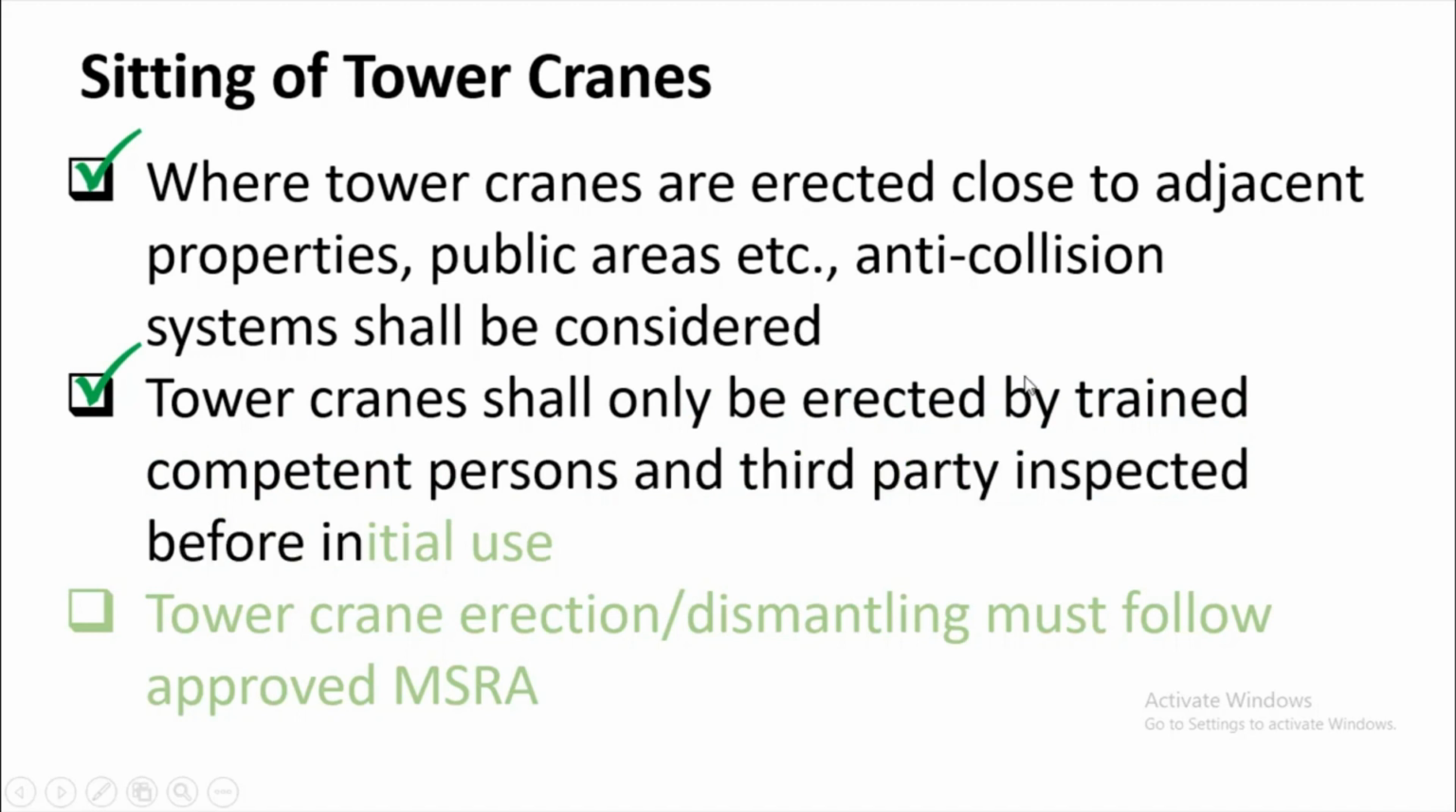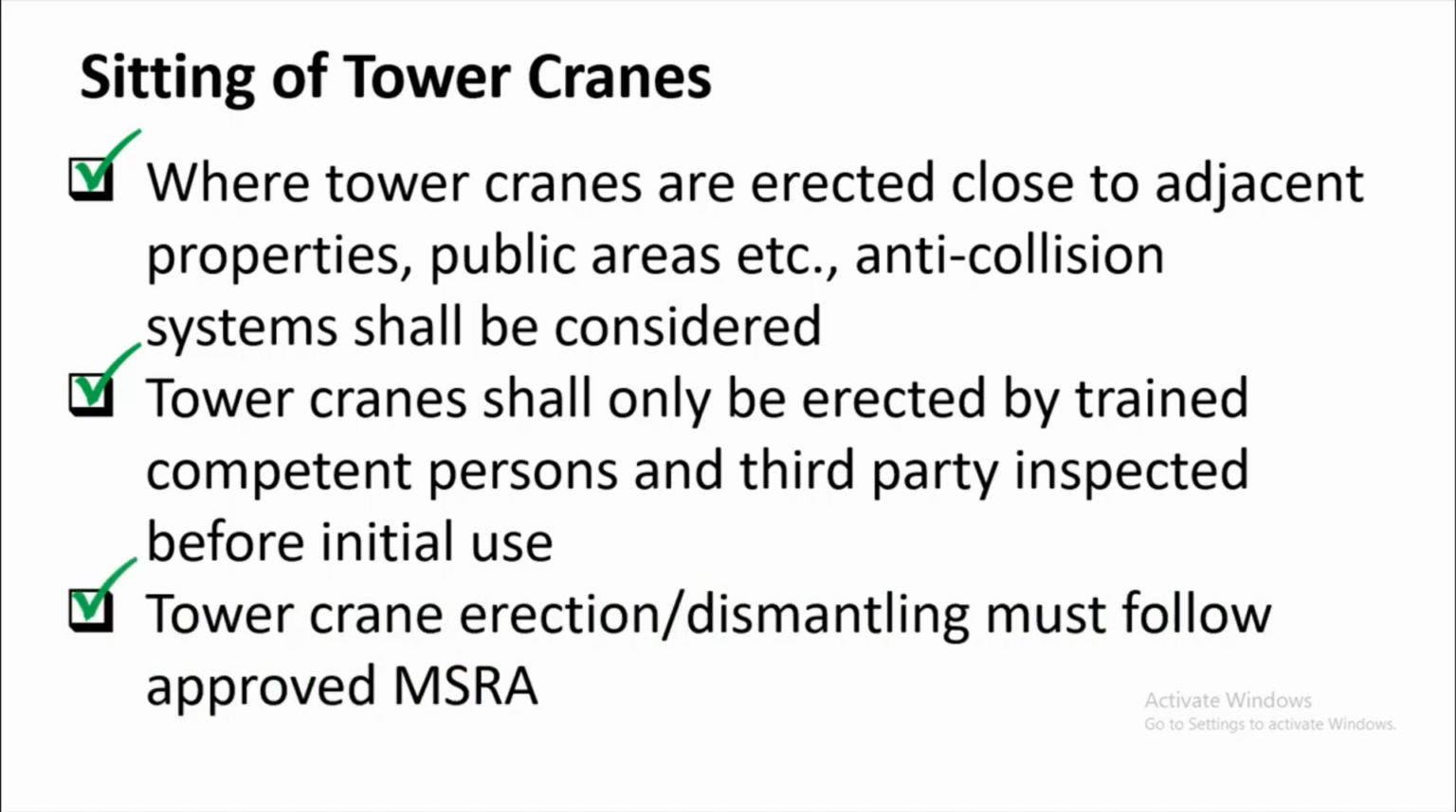Tower cranes shall only be erected by trained competent persons and third-party inspected before initial use. So, for example, you erected the tower cranes. You cannot immediately use those tower cranes unless they were third-party inspected, and make sure that you have an inspection certificate from the third party. And of course, all erectors involved in the tower crane erection should be trained competent persons. Okay, there must be competent persons.